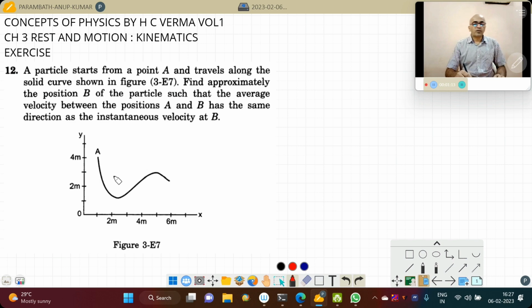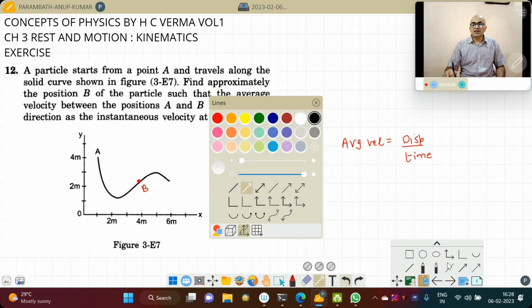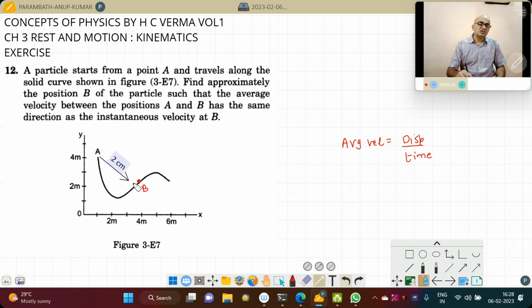Now, students, what is the average velocity between positions A and B? You will say that average velocity is equal to displacement divided by time. Let us take any point. Let us say this is B. Then what is the displacement? The displacement is along the direction which I am showing you now, A to B. That is the displacement direction. And therefore, the average velocity direction will be the displacement direction, along AB. I hope that is clear.